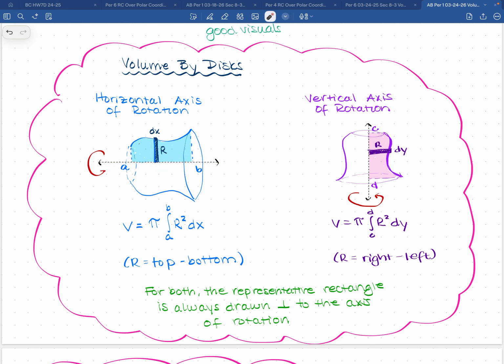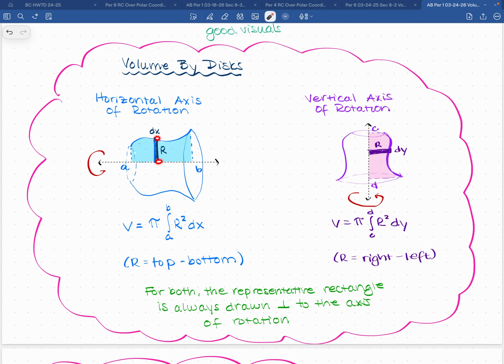And for a disk, the length of the representative rectangle is your radius of the disk. And remember, a radius is measured from the center of the circle to the outside. The center is always going to be your axis of rotation. So anytime you're drawing a radius or thinking about where a radius is, it should always be between the axis of rotation and some other point. In this case, the further edge of the representative rectangle.